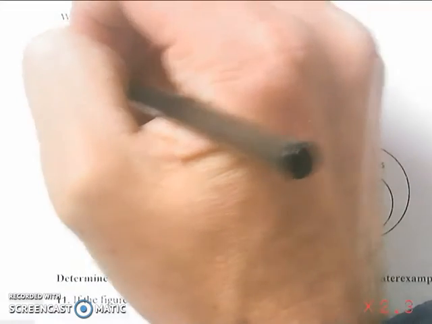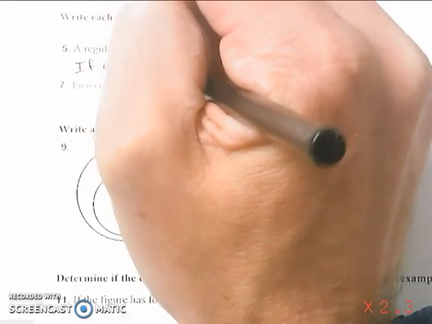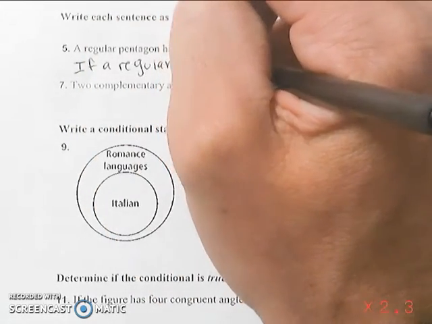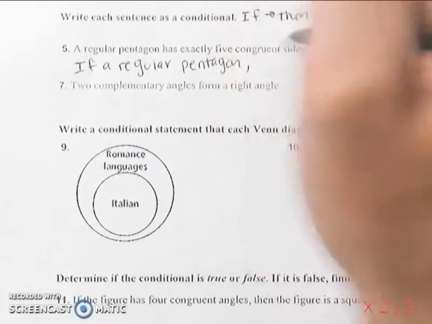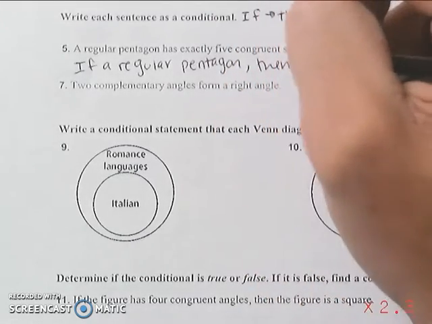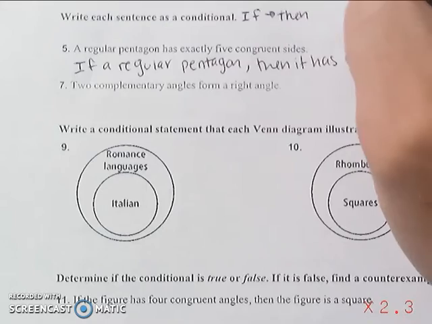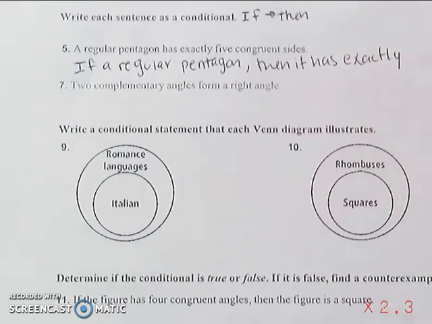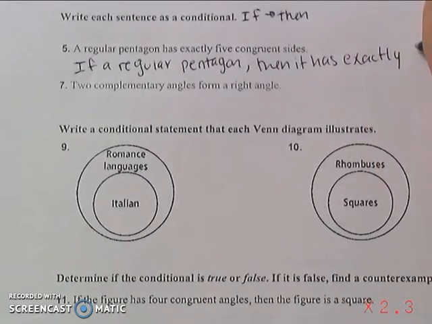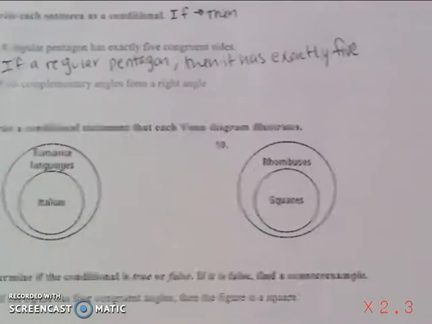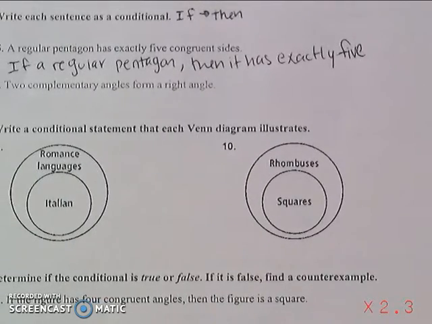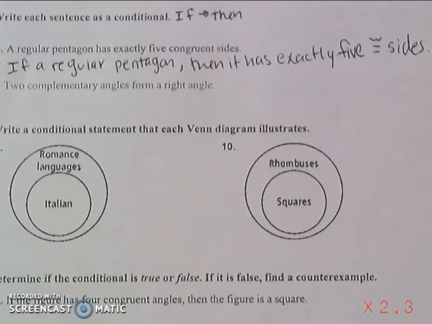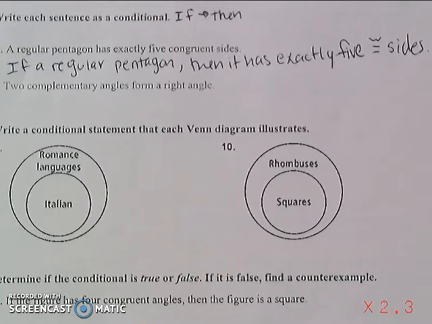So if a regular pentagon, then it has exactly 5, and I can see I'm running out of space here, let's move it over, congruent sides.